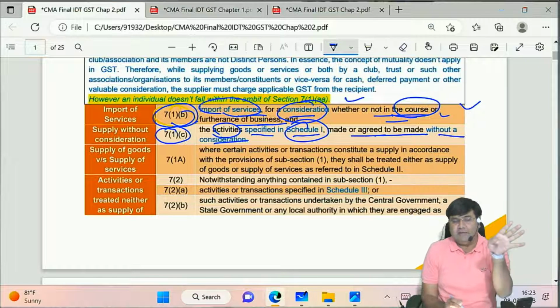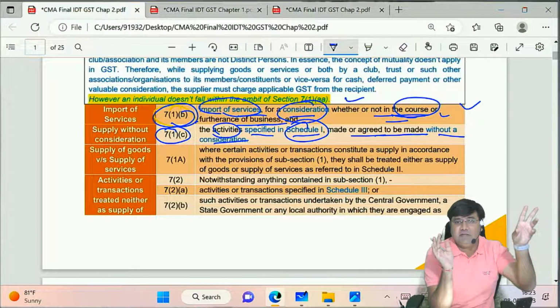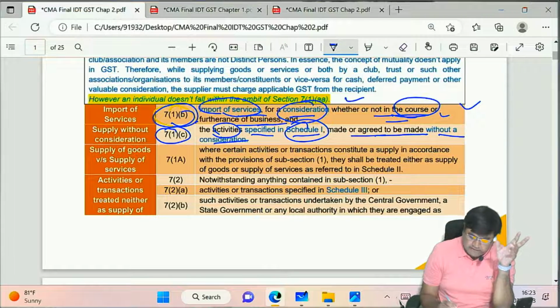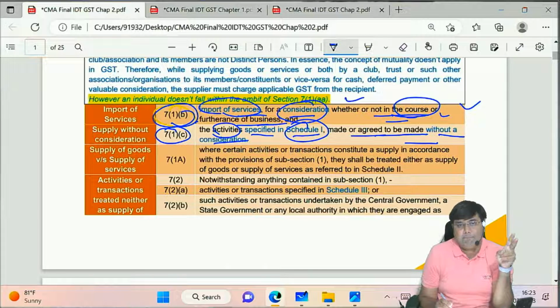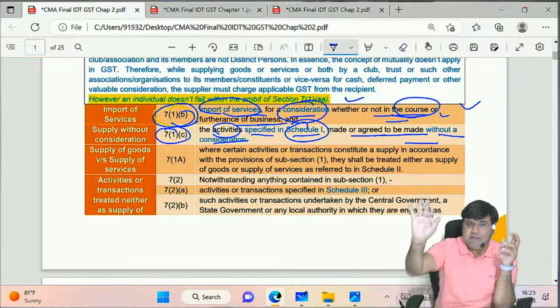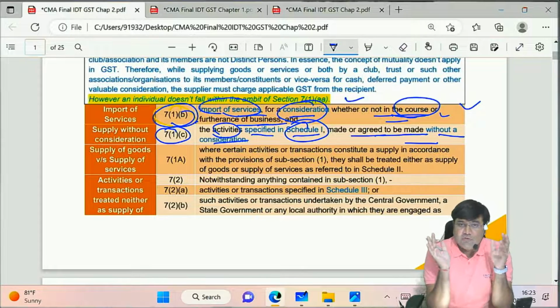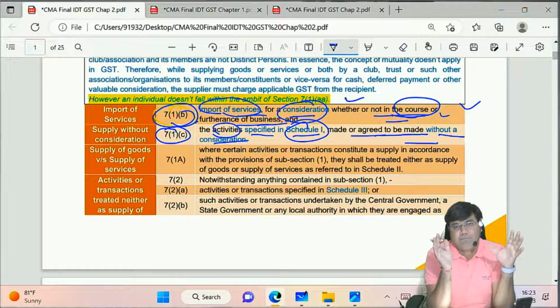We are going to see schedule 1 later on. There are 4 activities listed in schedule 1. So even though consideration is not there, those are going to be supply subject to GST. We are going to see those 4 activities in the next section. Even though consideration is not there, that is going to be supply subject to GST.